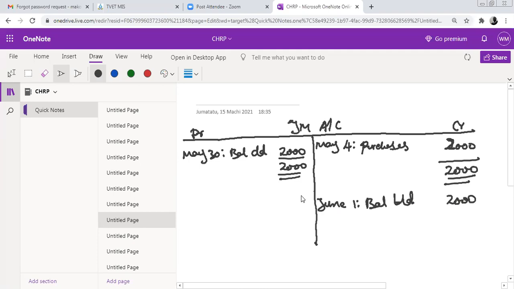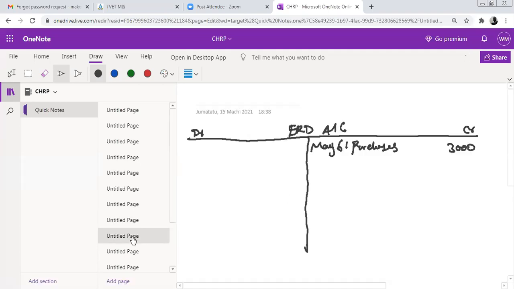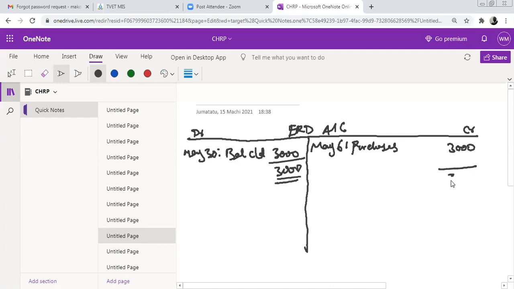2,000. This is on May. The closing balance. Then on June 1st, the brought down will be credit. Brought down, sorry.